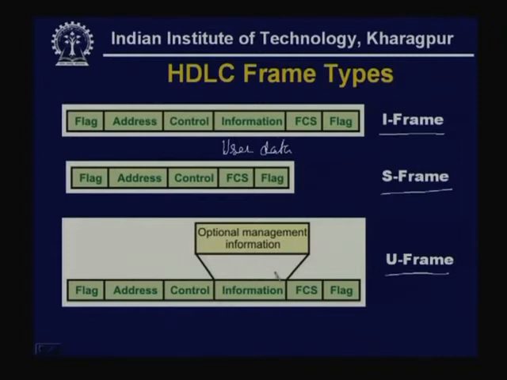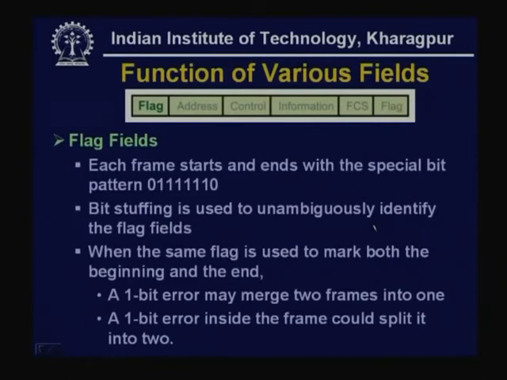Here it is used for management and control. Whenever some information has to be sent for management and control, it is provided here. So, you have flag, address, control, this optional information, frame check sequence and flag. So, these are the three different types of frames possible. Let us consider each of these fields separately one after the other.